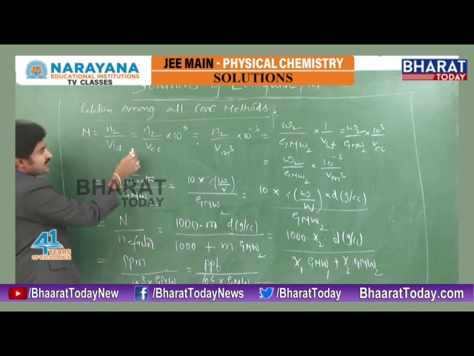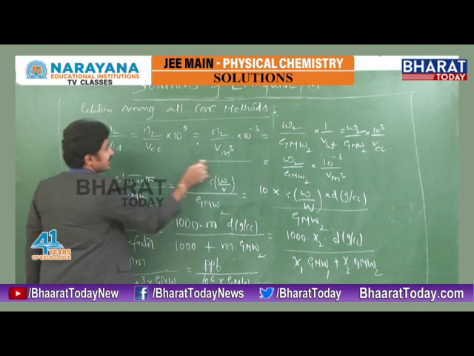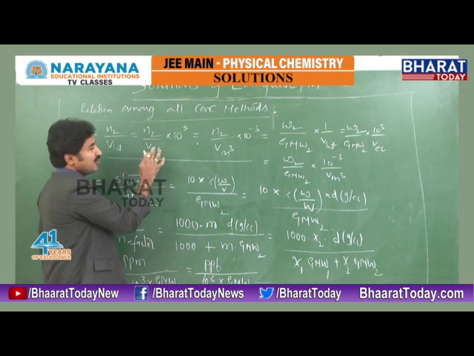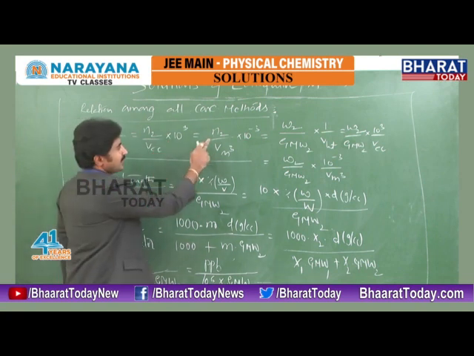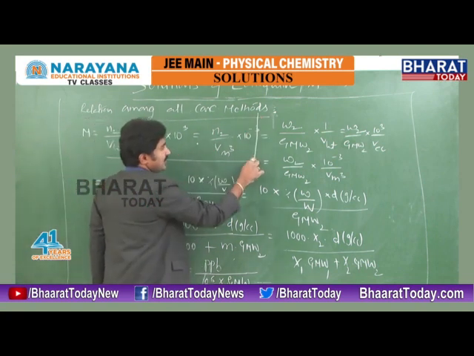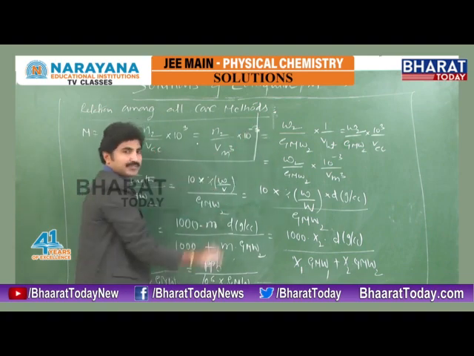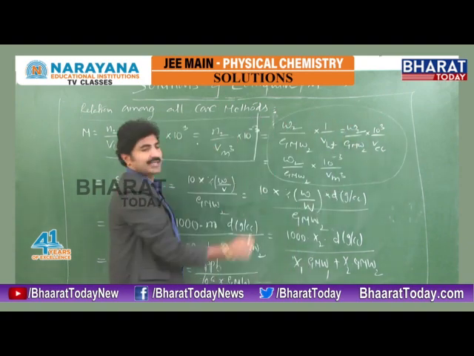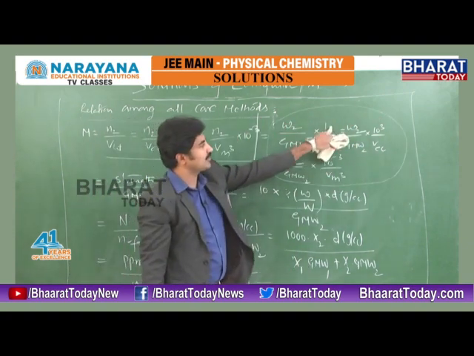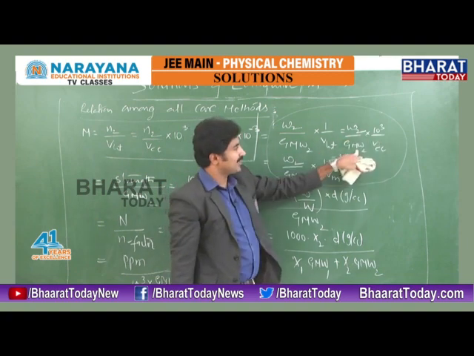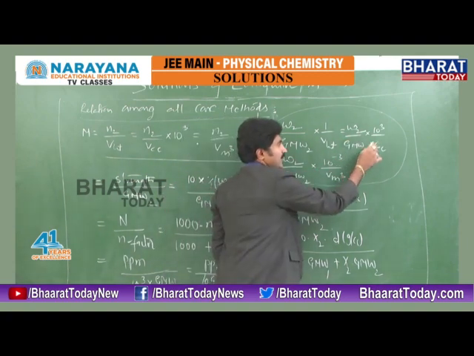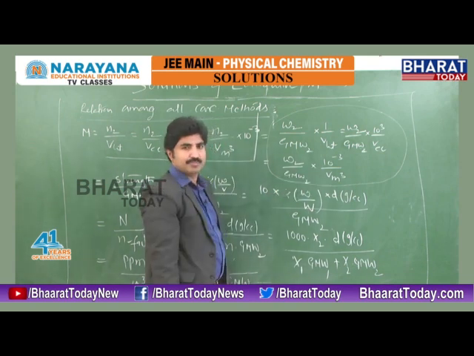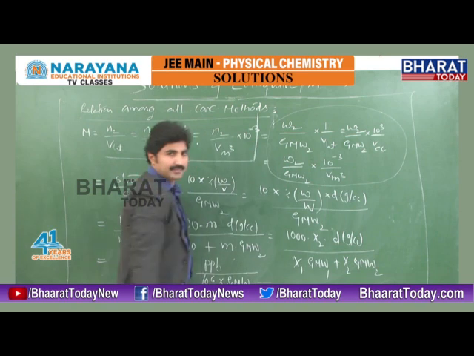Molarity is expressed in terms of moles and volume in these three forms: number of moles by volume in liter, or number of moles by volume in cc into 10 cube, or number of moles by volume in cubic meter into 10 power minus 3. Similarly, it is also expressed in terms of weight. Weight by gram molecular weight of solute into 1 by V in liters, or weight by gram molecular weight of solute into 1000 by volume in cc, or weight by gram molecular weight of solute into 10 power minus 3 by volume in cubic meter.